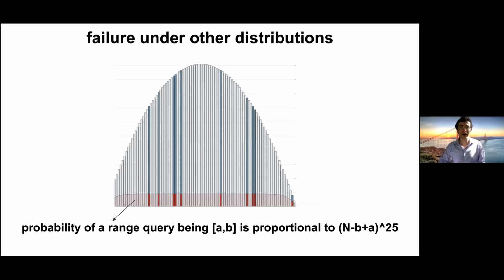So this is actually our work. Let me give you an example of why this specific approach that we talked about will not work under other distributions. Here I'm showing the probability table, underneath, where the probability of a range query being A,B is not uniform.